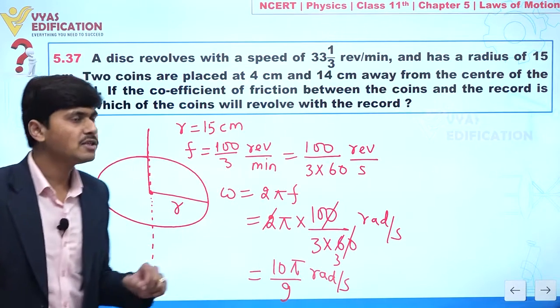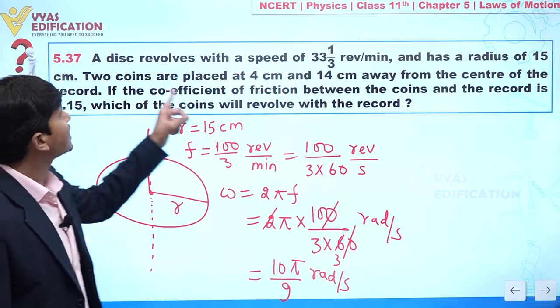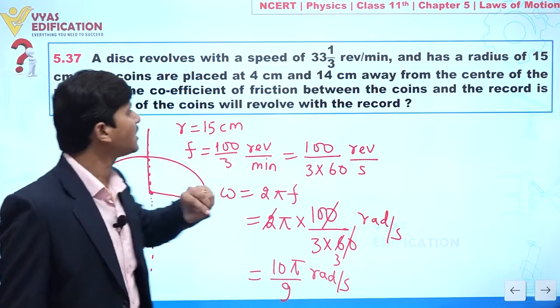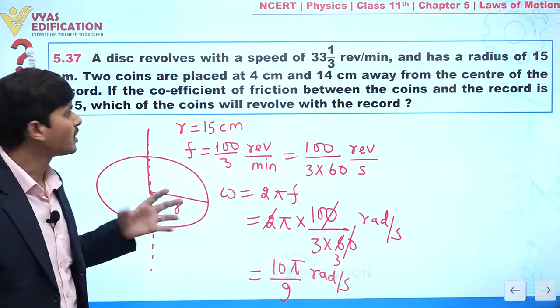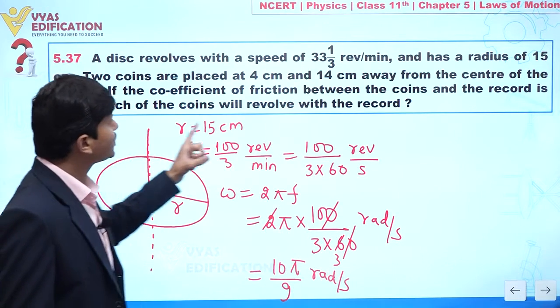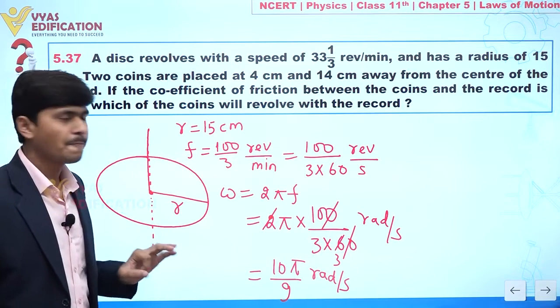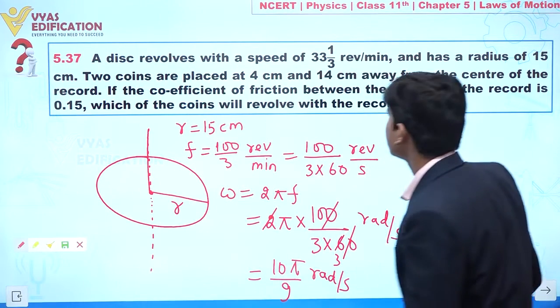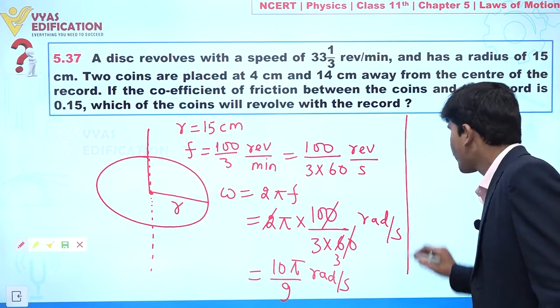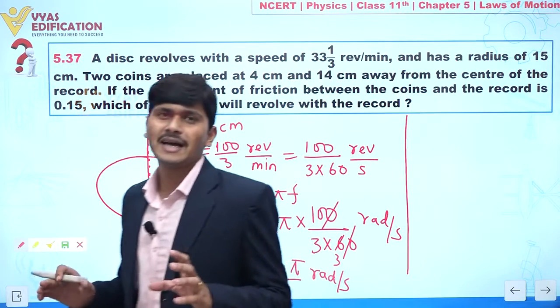Clear? Now in this question it is given that two coins are placed at 4 centimeter and 14 centimeter away from the center of the record. If the coefficient of friction is also given to you, which coin will revolve with the record? So now what is the concept behind this question?